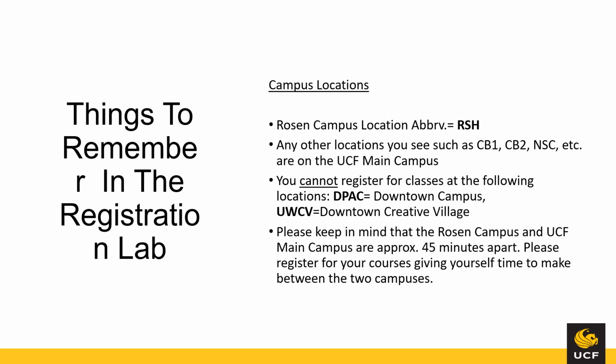You can also click on each course and it'll give you a full breakdown of where everything is, and you can see the campus. But that RSH abbreviation is a quick and easy way to say, hey, this course is at the Rosen campus, all right? Anything you see like NSC, CB2, CB1, which is actually where my office is located at the main campus, that's going to tell you that, hey, that's at the UCF main campus in East Orlando. So keep that in mind. Again, you can also see that on the campus setting. When you click on the course, it'll show campus, UCF main campus, campus, Rosen campus, etc.